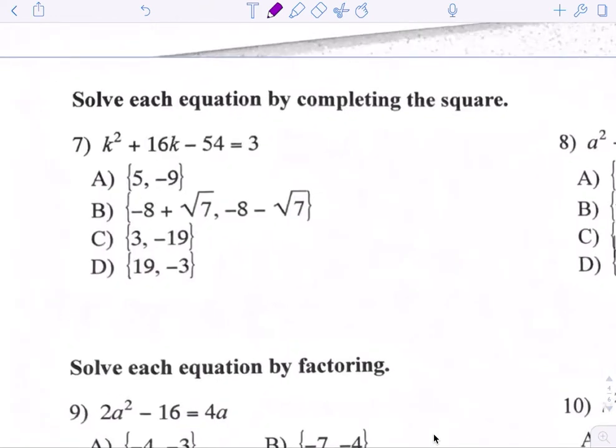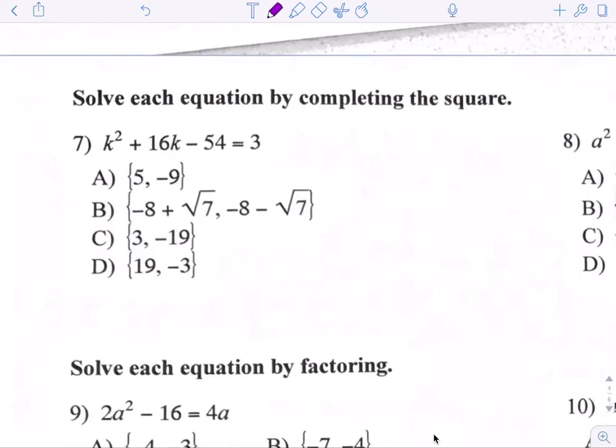All right, complete the square. You have to get the constants on the right-hand side first, so we're going to add 54 to both sides. k squared plus 16k is equal to 57. To get this value, you take half of your b value and then square it. Half of 16 is 8, and 8 to the second power is 64. So I have to add 64 to both sides.